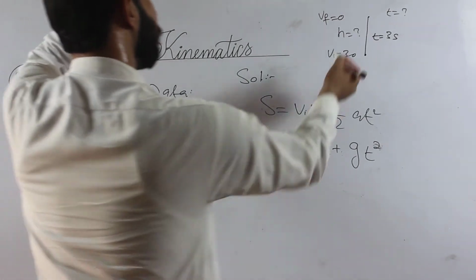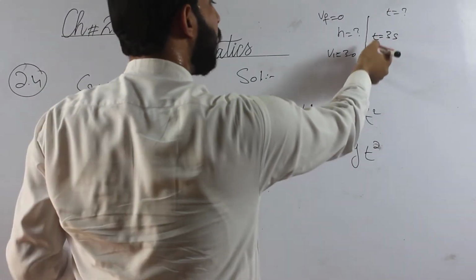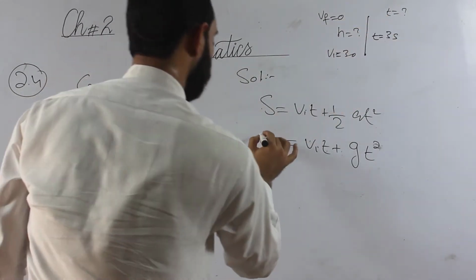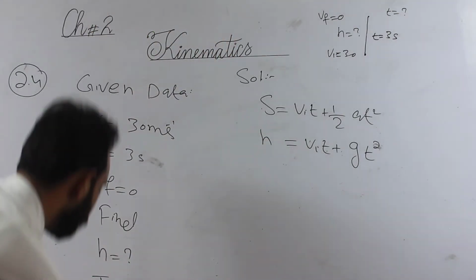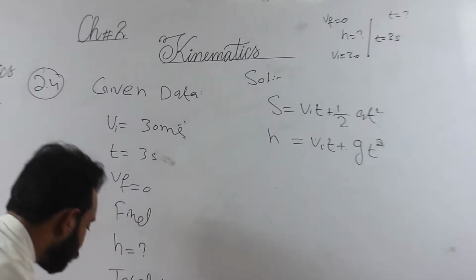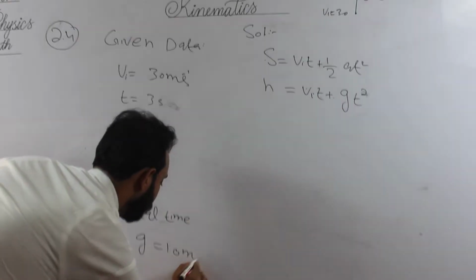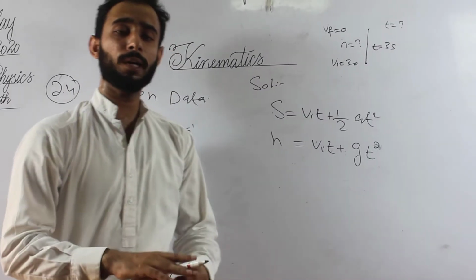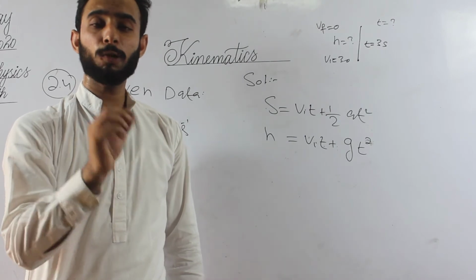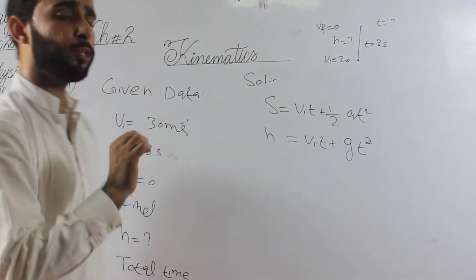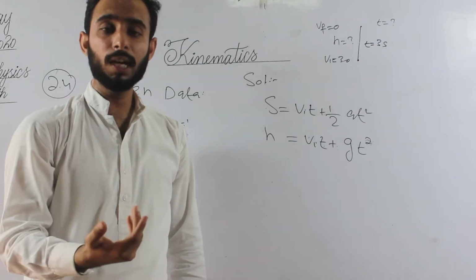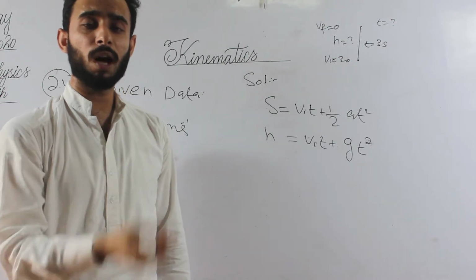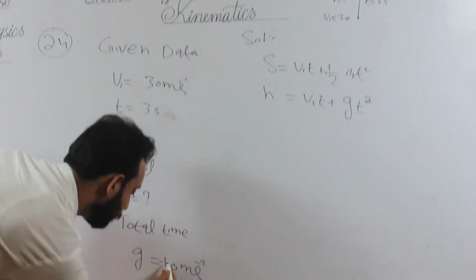Next we have to find the height. Height is actually the distance the body has covered, so here you can write h or you can write s. We have the value of g, 10 meters per second square. This is a constant value. One more thing: if we throw a body from down to upward, then the value of g will be minus. If anybody throws from up to down, the value of g will be positive. Here we throw a body from down to upward, that is why the value of g will also be minus.